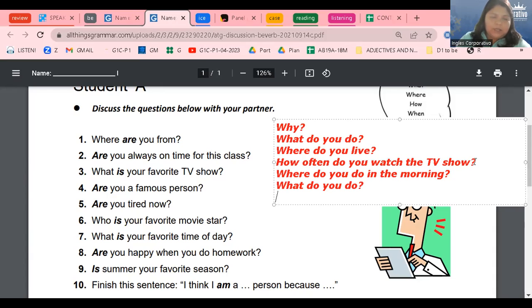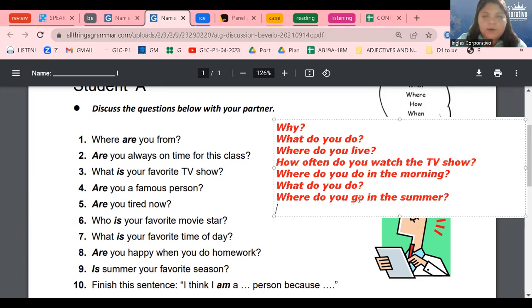Are you happy when you do homework? Yes. In the summer, is summer your favorite season? Oh, okay. It could be, where do you go? Where do you go, for example, in the summer? ¿Dónde va en el verano? Where do you go in the winter? Or what activities do you do? So just try to mention some.